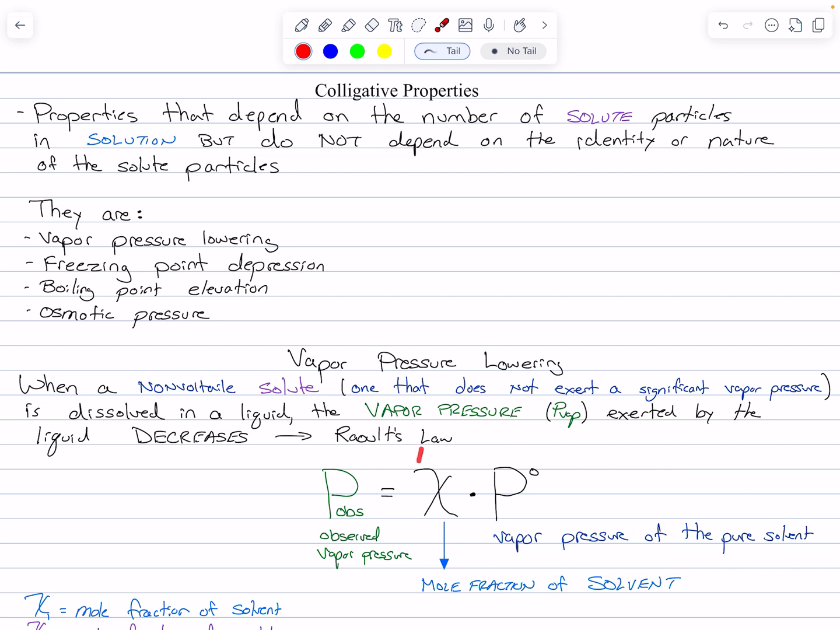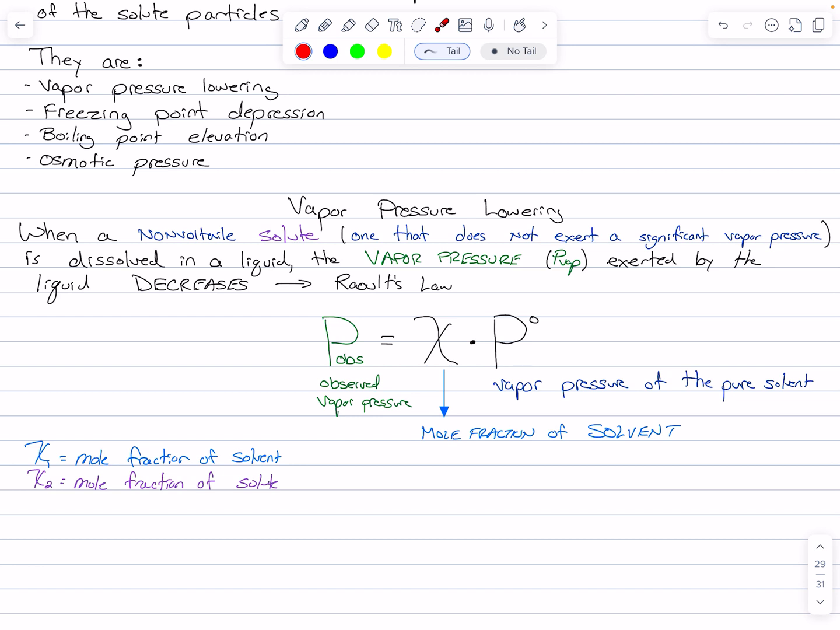If I have 100% water, then whatever water's vapor pressure is at that temperature will be what the observed vapor pressure should be. If I have 70% water, my mole fraction is 7/10 times whatever that vapor pressure is, so I should have 70% of the vapor pressure. That kind of makes sense. Right, and the difference, if we look at here, the mole fraction of the solvent and the mole fraction of the solute, and then this is the vapor pressure of the pure solvent, whether it's water or whatever it is.